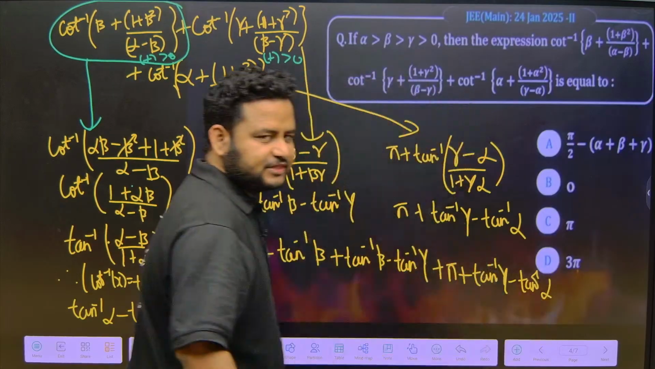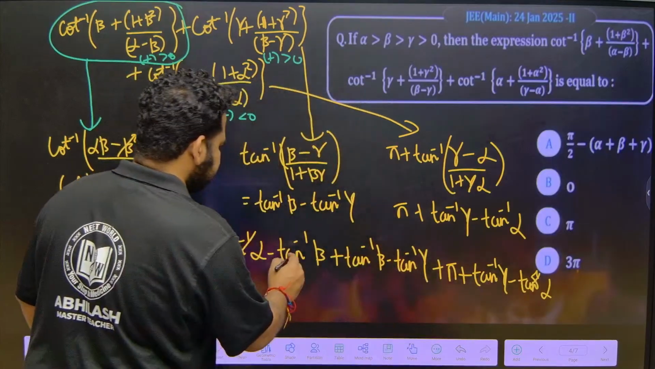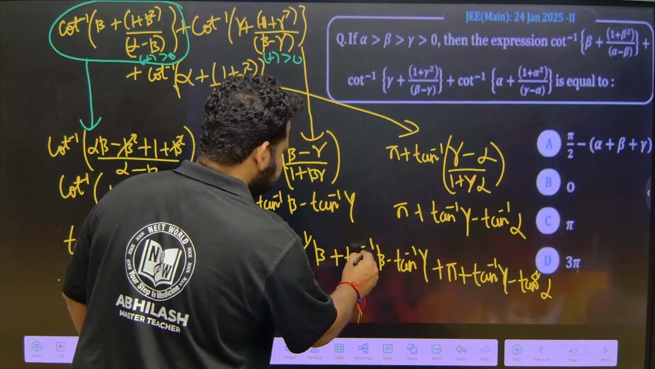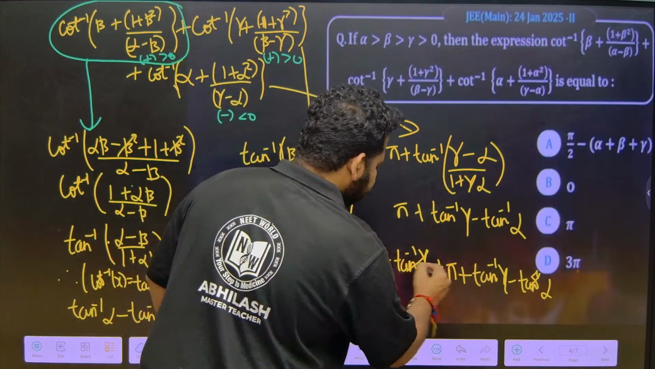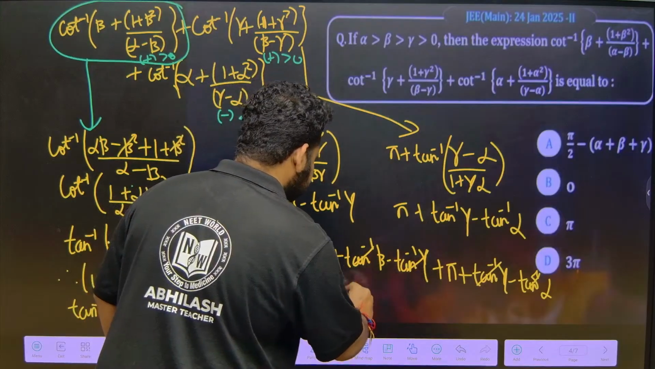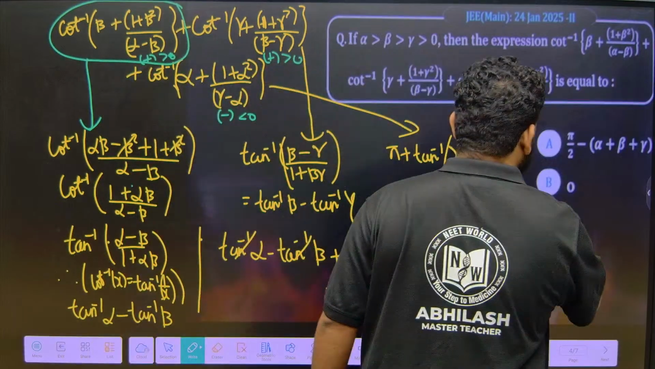Now see here, everything gets cancelled, correct? Tan inverse of alpha minus tan inverse of alpha. Tan inverse of beta, this is minus tan inverse of beta. Tan inverse of gamma minus tan inverse of gamma plus tan inverse of gamma. I am left with only pi. So the answer to this question is pi. So that is option C.